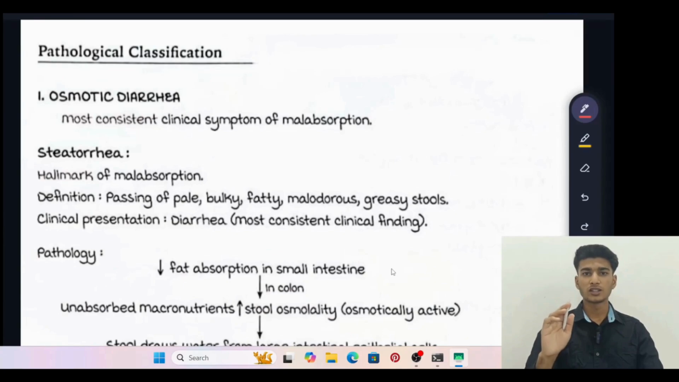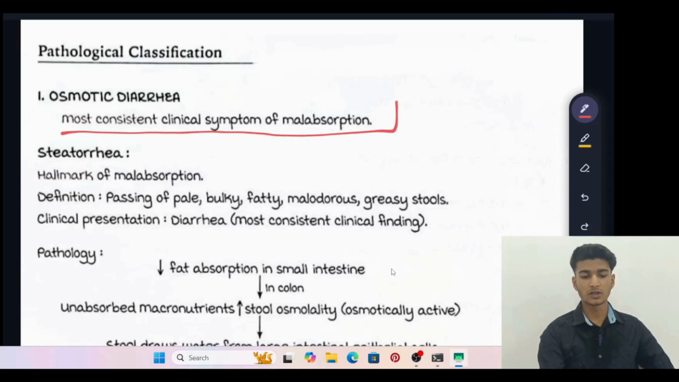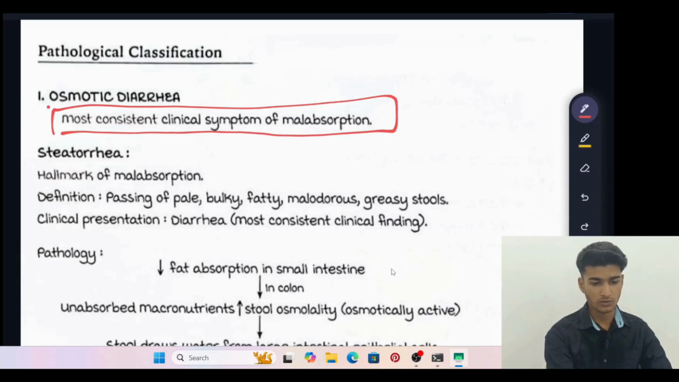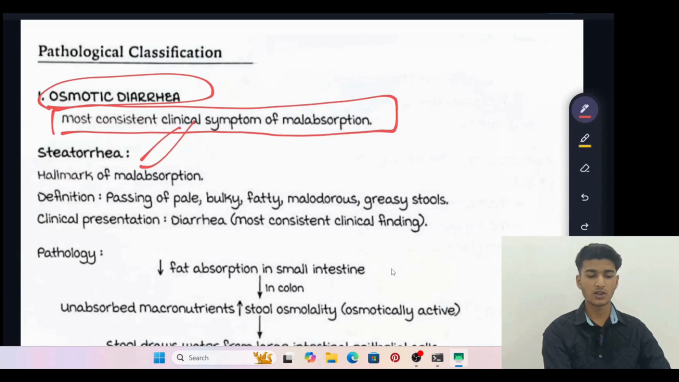So, pathological classification. First of all, I told you osmotic diarrhea. It is the most consistent clinical symptom of malabsorption. If there is consistent malabsorption, it will lead to osmotic diarrhea. It is a very crucial point, and the hallmark of malabsorption is steatorrhea, and it will lead to osmotic diarrhea.